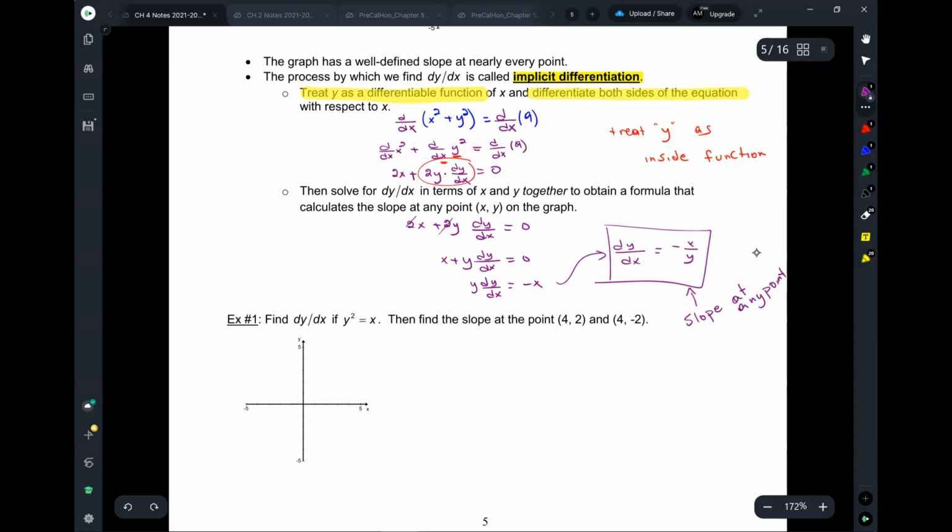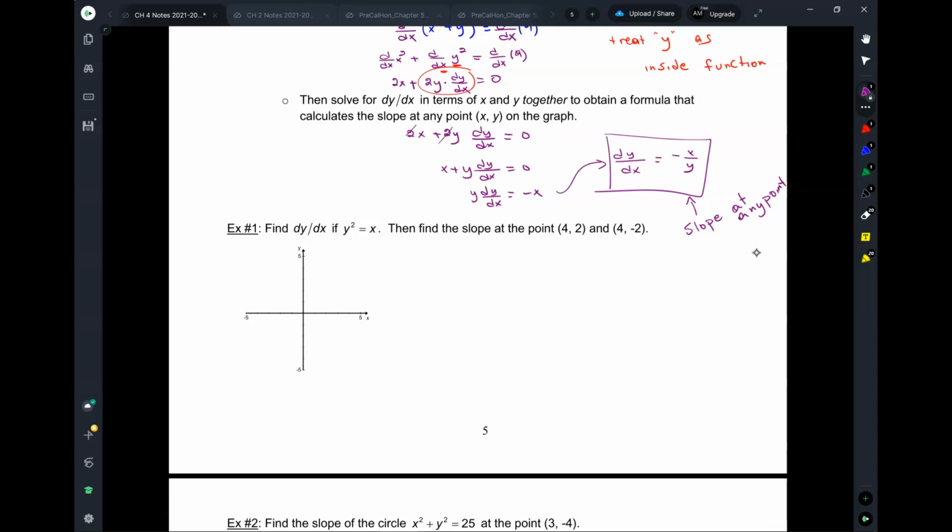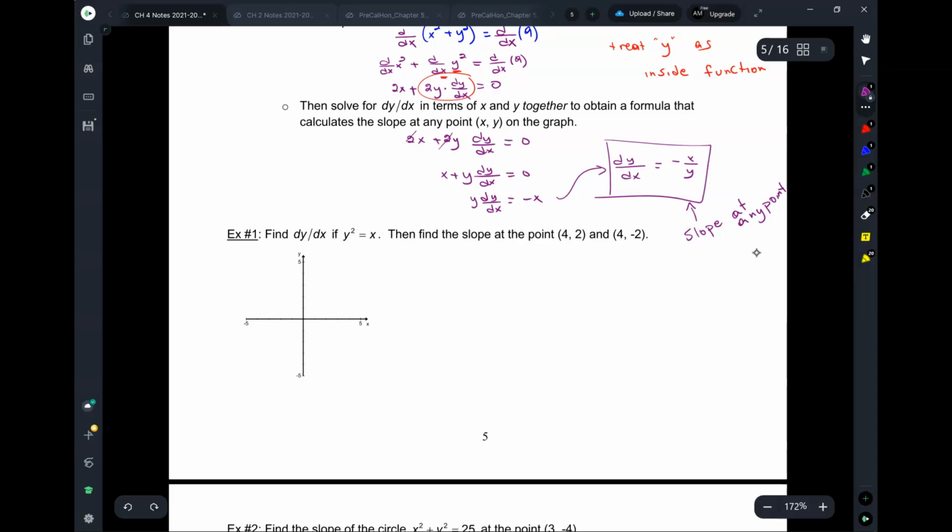All right. So it's new, but we can do this. So let's do it again. Find dy dx if y squared equals x. I want us to kind of graph this first, just to see what we're looking at, just to get our heads wrapped around it.